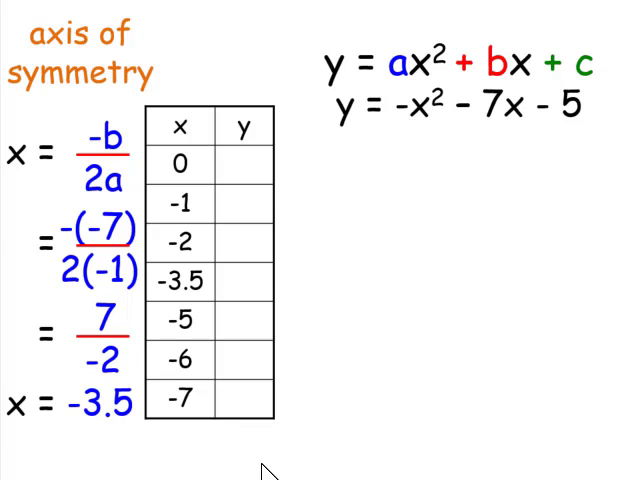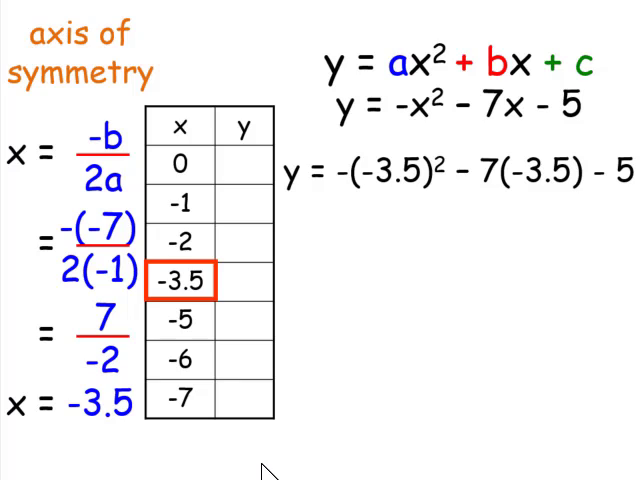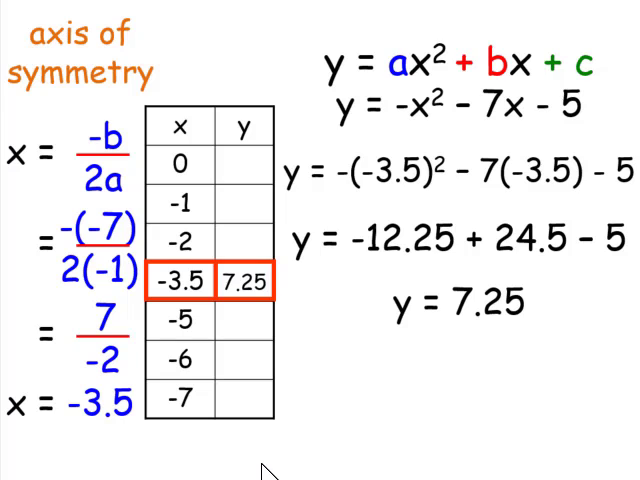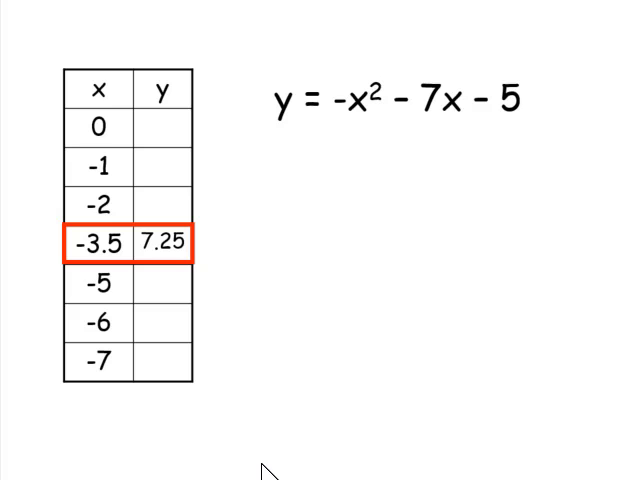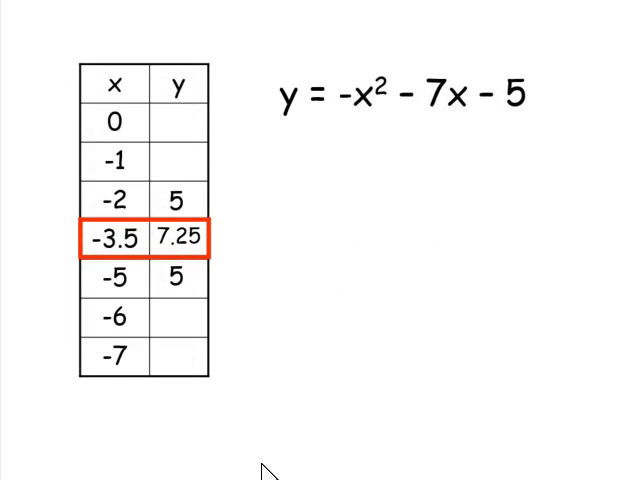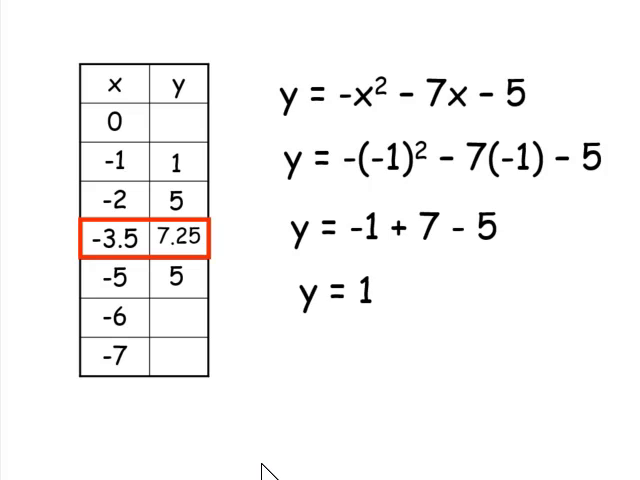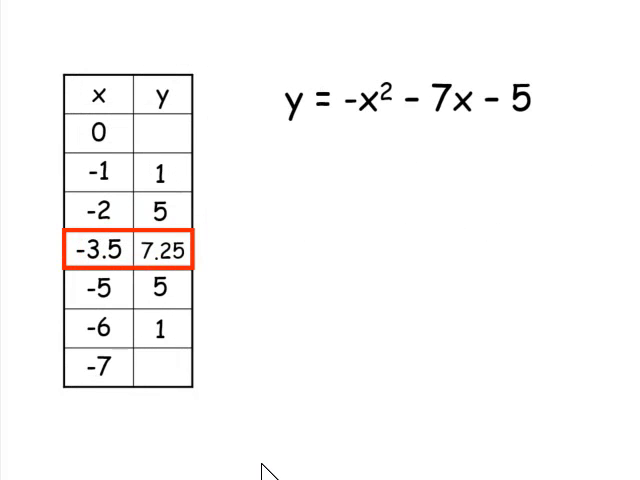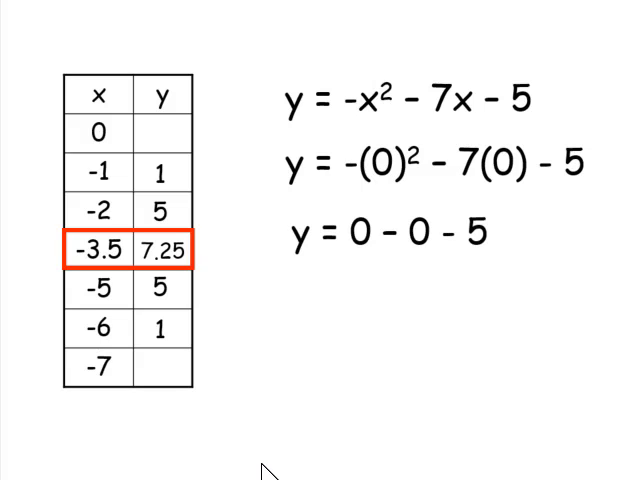So let's substitute some values in. Let's find the vertex. So our vertex is negative 3.5, comma 7.25. We can substitute either negative 2 or negative 5. I'm choosing negative 2, and that will give me the output for negative 2 and negative 5. Let's substitute negative 1 or negative 6. I'm choosing negative 1. And I'm definitely choosing 0. Negative 5 and negative 5.